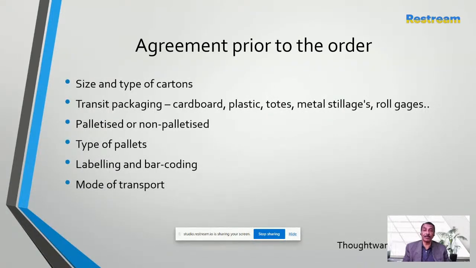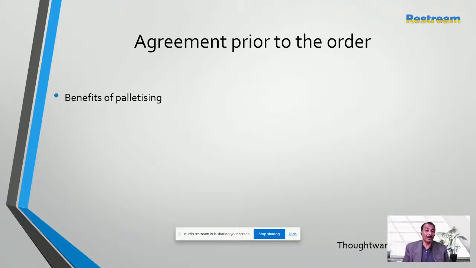Mode of transport also depends on your receiving area. How big is your receiving area, and also the vehicle entry, maybe the connecting road, all this has to be taken care of. These are the agreements made prior to the order.